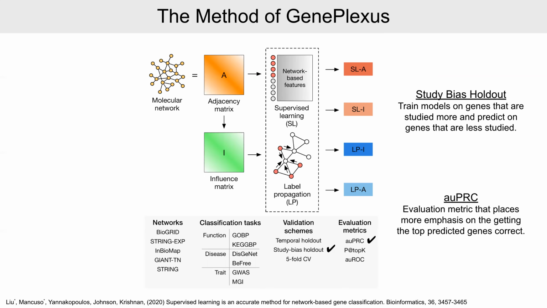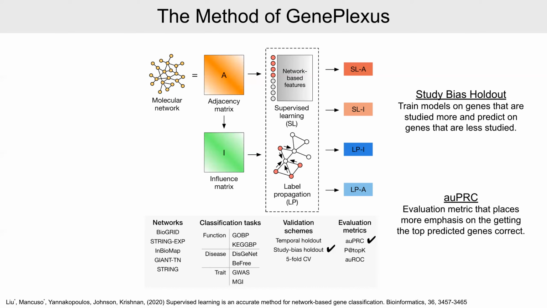And so then we compared it to a label, and we used a lot of different validation schemes. We used temporal holdout, and we used study bias holdout, which we used for most of them, because not all data sets or databases have exactly the timestamp of when they were studied. Study bias holdout is where you train with genes that have shown up in PubMed more, and you try to predict on genes that show up in PubMed less.